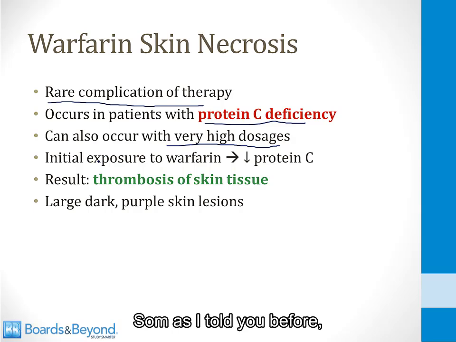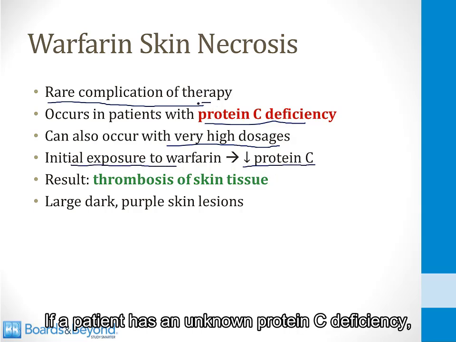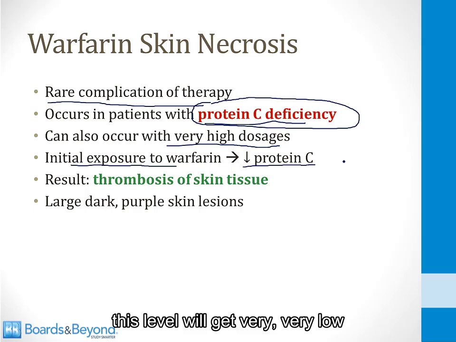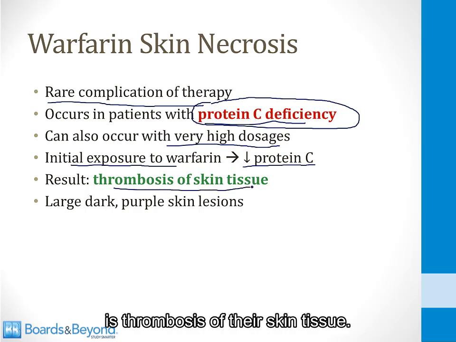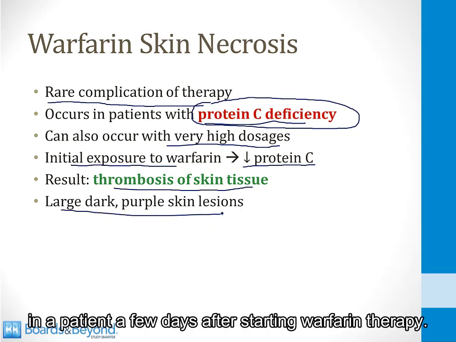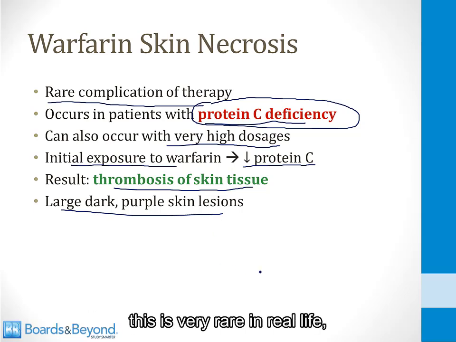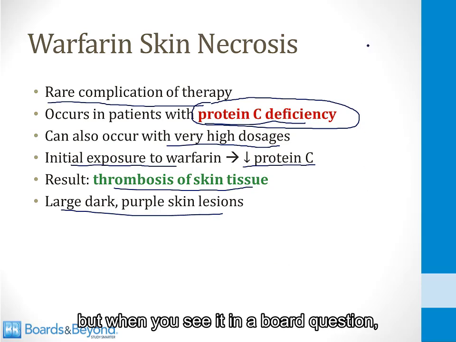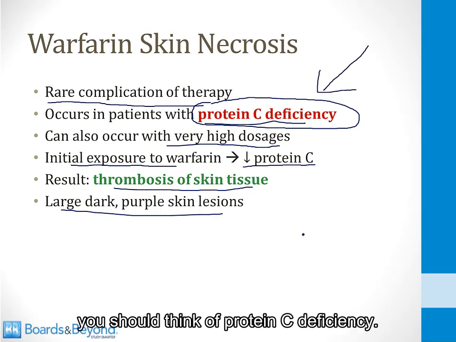So as I told you before, when you are initially exposed to warfarin, your protein C level falls. If a patient has an unknown protein C deficiency, this level will get very, very low, and they will become prothrombotic. And what they will develop is thrombosis of their skin tissue. This presents as large, dark, purple skin lesions in a patient a few days after starting warfarin therapy. This is very rare in real life, but when you see it in a board question, you should think of protein C deficiency.